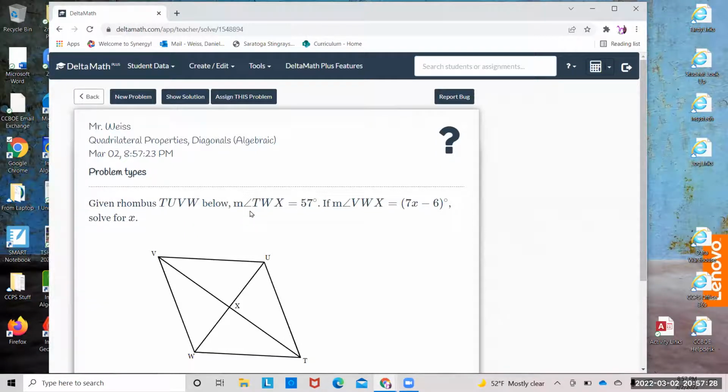Angle TWX. TWX. That's this angle right here. TWX is 57. VWX. This right here is 7x minus 6. Solve for x. In a rhombus, this guy is equal to this guy. So 7x minus 6 equals 57.